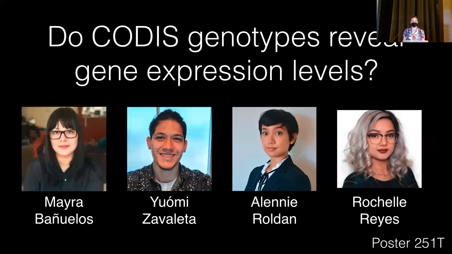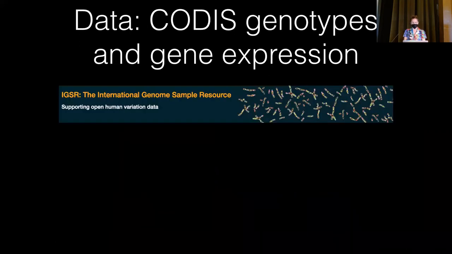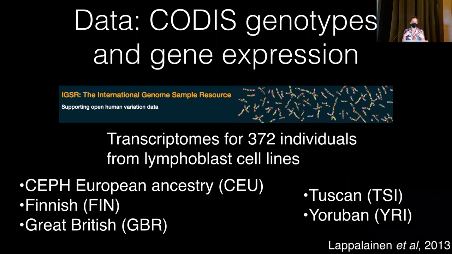Okay. So we needed some data, and we got data from the Thousand Genomes Project. Actually, I think we'll get a very similar data set as Dr. Hernandez, who gave us our keynote earlier on here. From the Thousand Genomes Project, we got imputed genotypes for the CODIS loci. And then 372 of those same individuals have lymphoblast cell lines that we have transcriptomes for, from these five population groups.